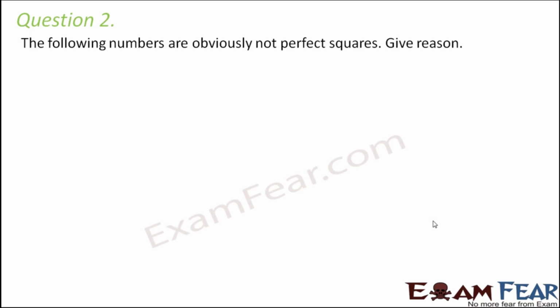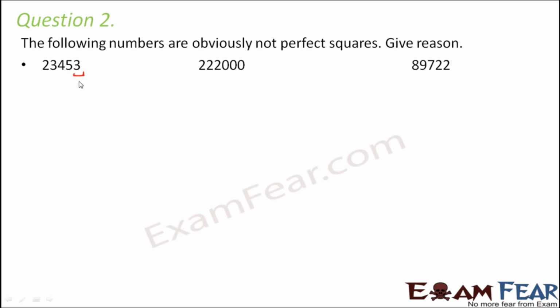Question number 2. The following numbers are obviously not perfect squares. We know that they are not perfect squares. We just need to give the reason why they are not perfect squares. Okay, 23453. Now we have discussed a few rules which help us to decide whether a number is a perfect square or not. So let's quickly recall those rules. By looking at a number, how can you say if it is a perfect square or not? The very first thing that you try to observe is the digit in which the number ends. That is basically the unit digit of that number.